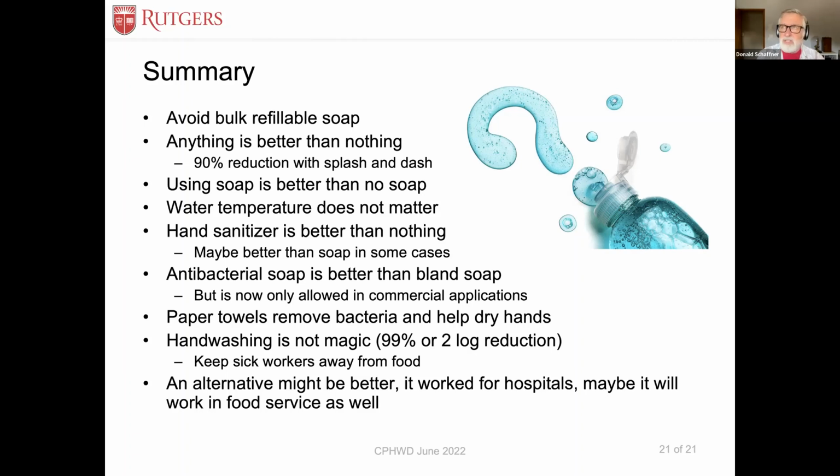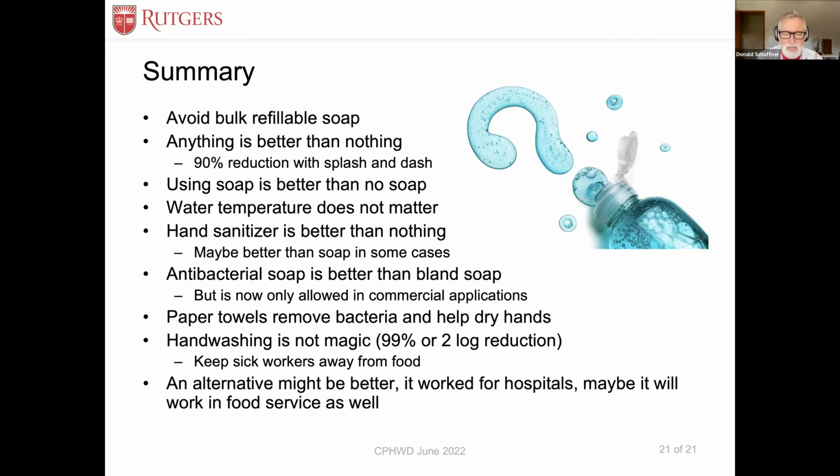And in fact, when it comes to sick workers and people with bacteria on their hands, honestly, the best recommendation in terms of what to do with food is keep those people away from food. If you're sick with vomiting or diarrhea, I just don't want you anywhere near my food, whether or not you can do a good job washing your hands, because I know that there's a pretty significant chance that you're still going to contaminate that food, even if you're washing your hands perfectly.